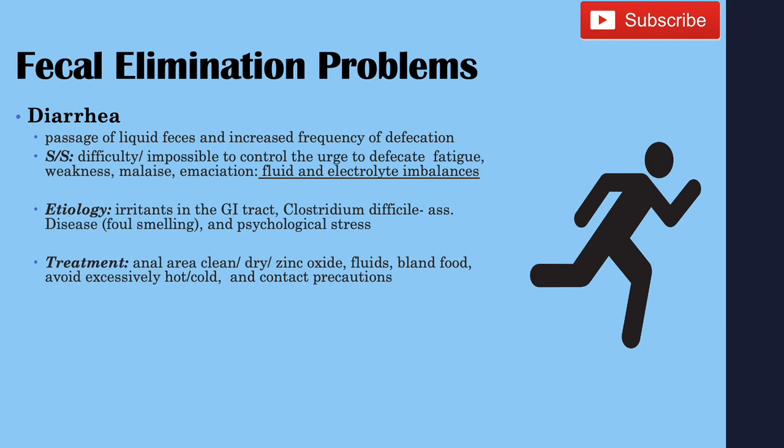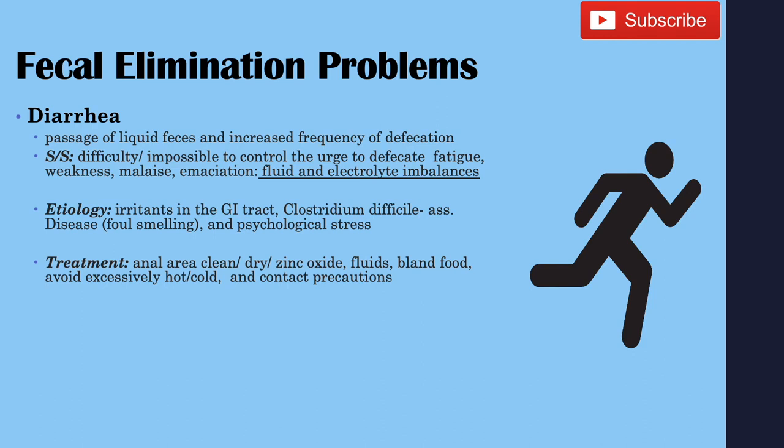And the cause of diarrhea is irritants in the GI tract, which can be medications, it can be allergies or intolerances that the individual may have. And also Clostridium difficile is a type of bacteria and a type of disease that produces foul-smelling diarrhea, and it usually occurs in the immunocompromised individual. And diarrhea can be caused by psychological stress.